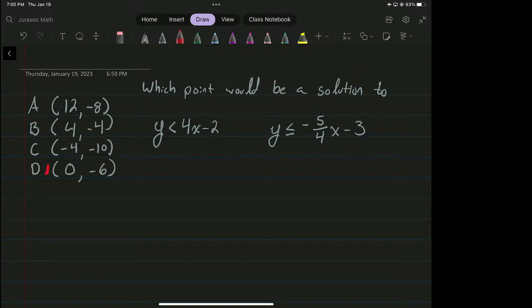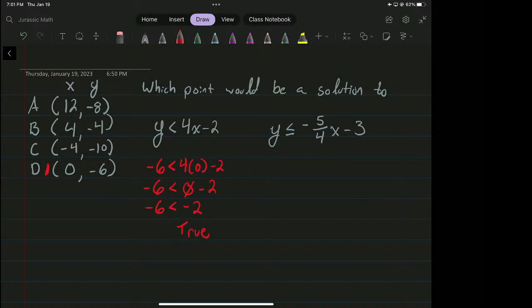So I'm going to put that in red. And I need to remember that my x's come first, my y's come second. So I'm going to plug that point D into both equations and see if I get a true and true statement. So if I plug it into the first one, negative 6 is less than 4 times 0 minus 2. I'm going to follow the order of operations. In this case, it's do multiplication first. And I get 0 minus 2. Negative 6 is less than negative 2. And that is a true statement.